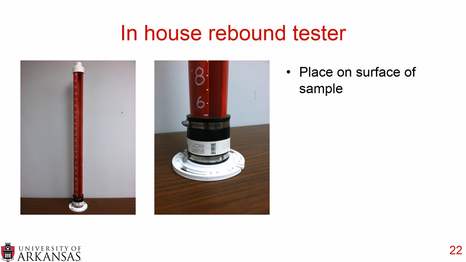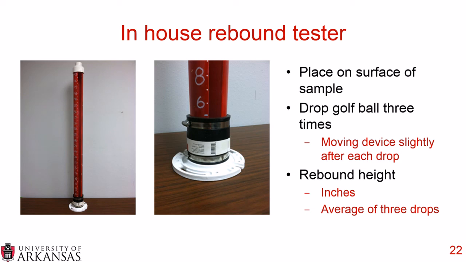And our in-house tester was simply a plastic pipe that was placed on a surface, and we drop a golf ball 3 times. And you move the device slightly after each drop, and you simply measure the rebound height, and you take the average of 3 drops. And the theory is if you have a stiffer mixture, then the rebound height will be higher. If you have a less stiff mixture, the rebound height will be lower. And you're trying to quantify whether you can return traffic to that road.